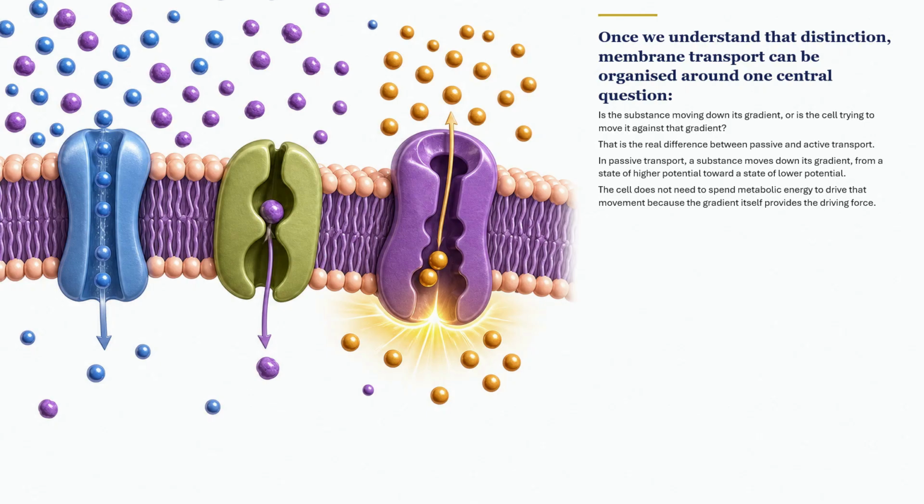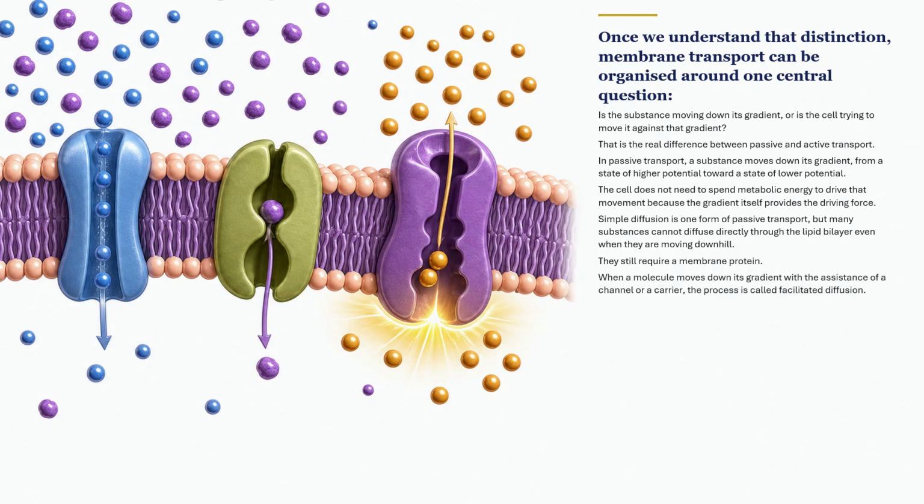driving force. Simple diffusion is one form of passive transport, but many substances cannot diffuse directly through the lipid bilayer, even when they are moving downhill. They still require a membrane protein. When a molecule moves down its gradient with the assistance of a channel or a carrier, the process is called facilitated diffusion. The protein makes the route possible, but it does not make the transport active.